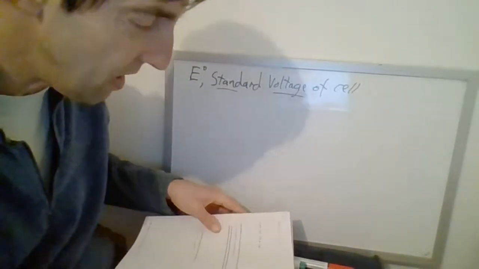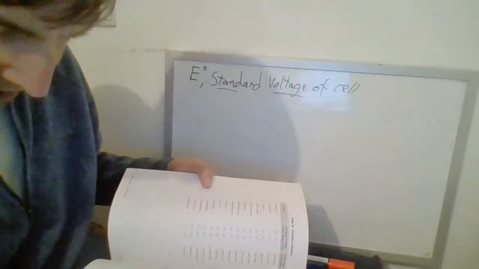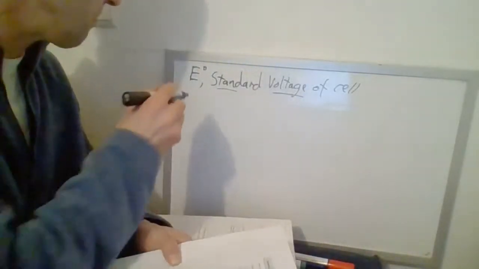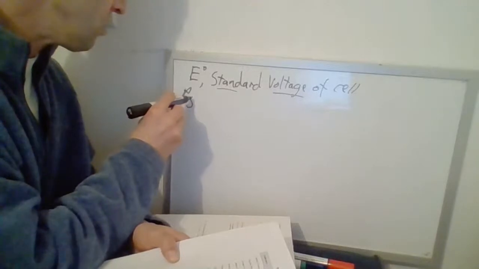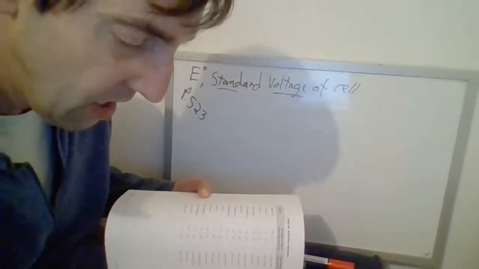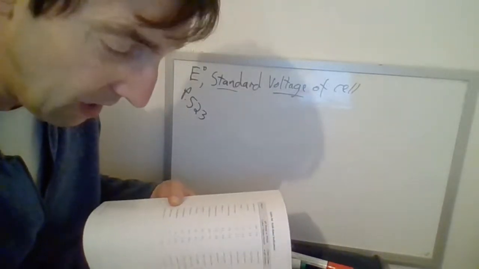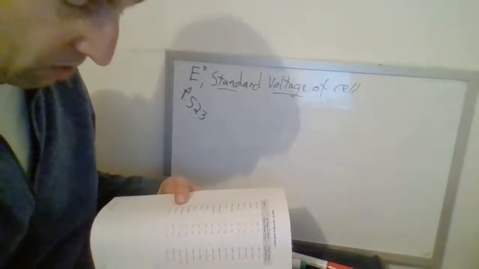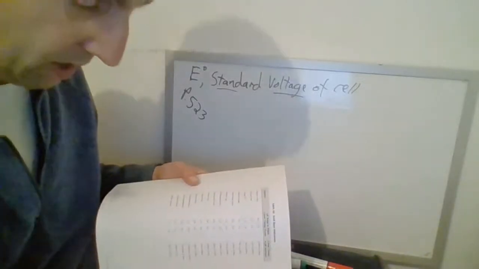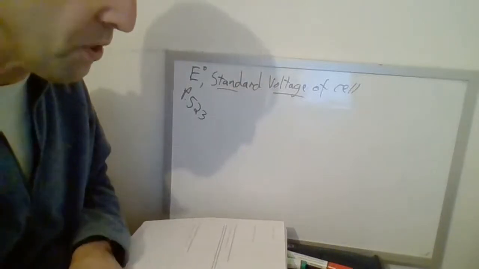Grab your book and turn, as I'm turning, to page 523. You really have to have this to do this. And you'll see that it's pretty cool data, although they wrote it so small, you're going to have to help me. That or I have to go get my glasses. Okay, let's get the standard voltage for this cell.